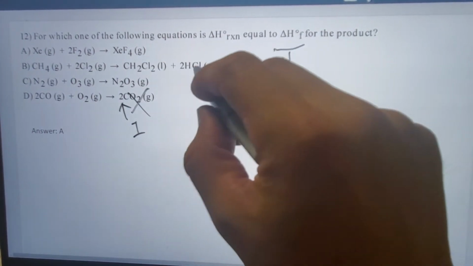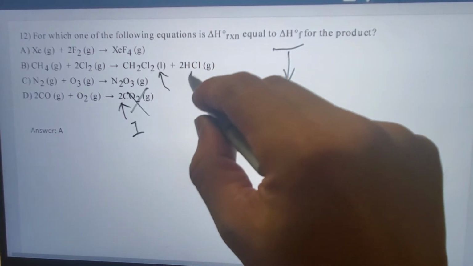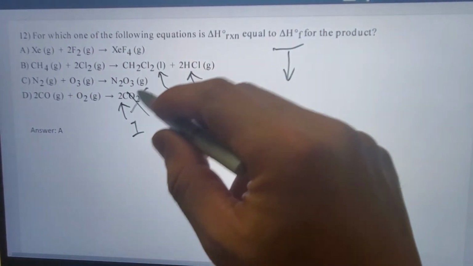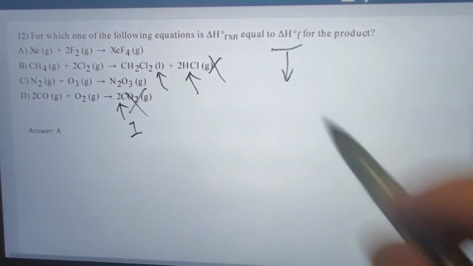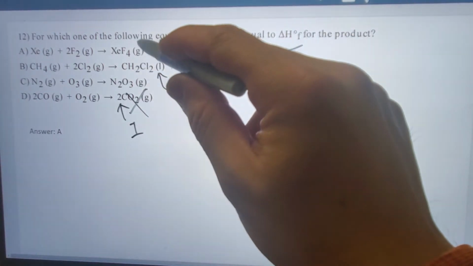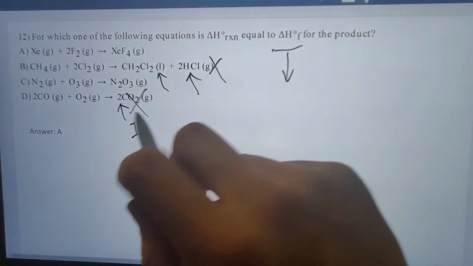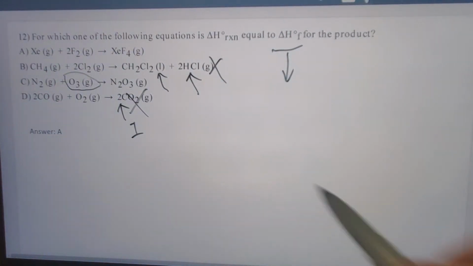If you have this one, you don't know whether you're doing the formation energy for this part or this part. So it always should have only one product on the right side. So this one doesn't work. All right, so it could possibly be this one or this one. Okay, so let's look at this. Is this the simplest state of oxygen?